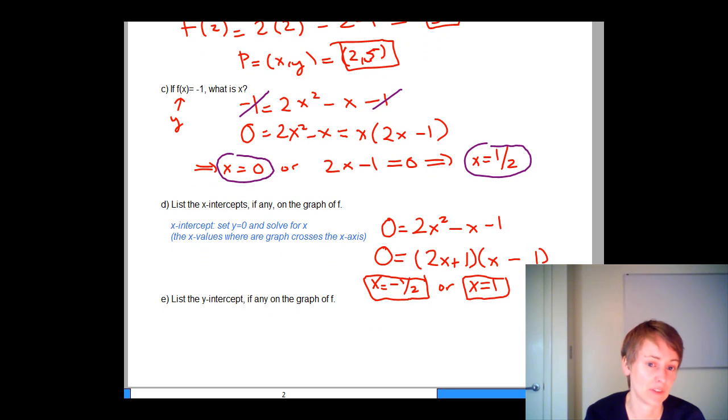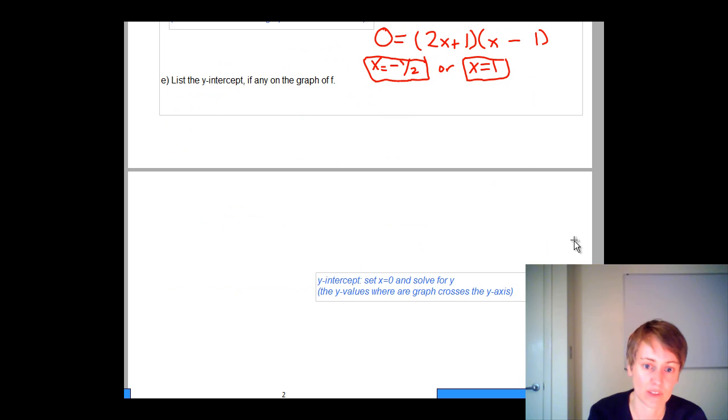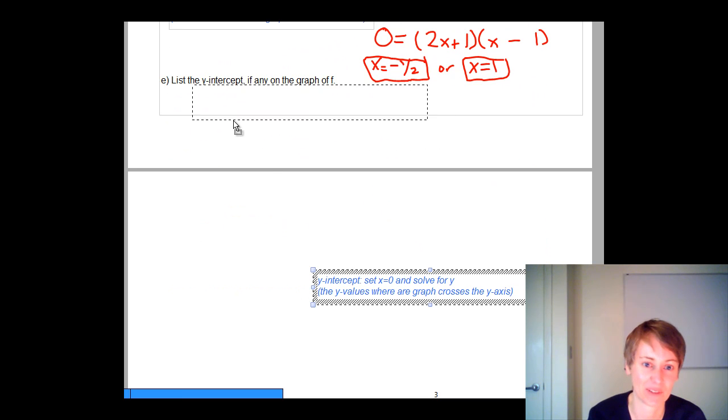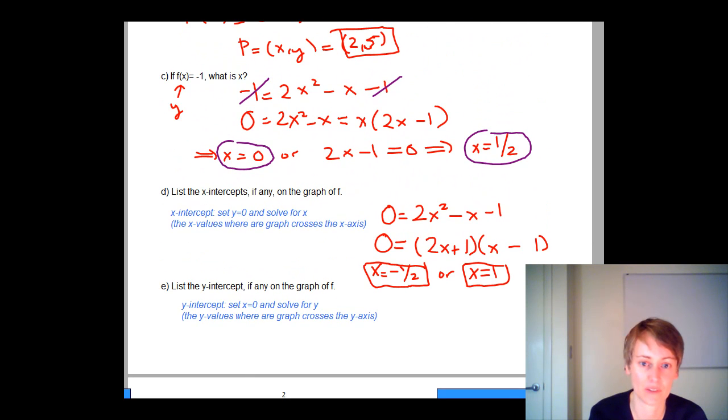List the y-intercept, if any, on the graph of f. So this is just the opposite. You set x equal to 0 and solve for y. So I wrote that down. So I'm going to put that in again. And we will now do what I wrote. Set x equal to 0 and solve for y. That's going to give you the y-intercept.